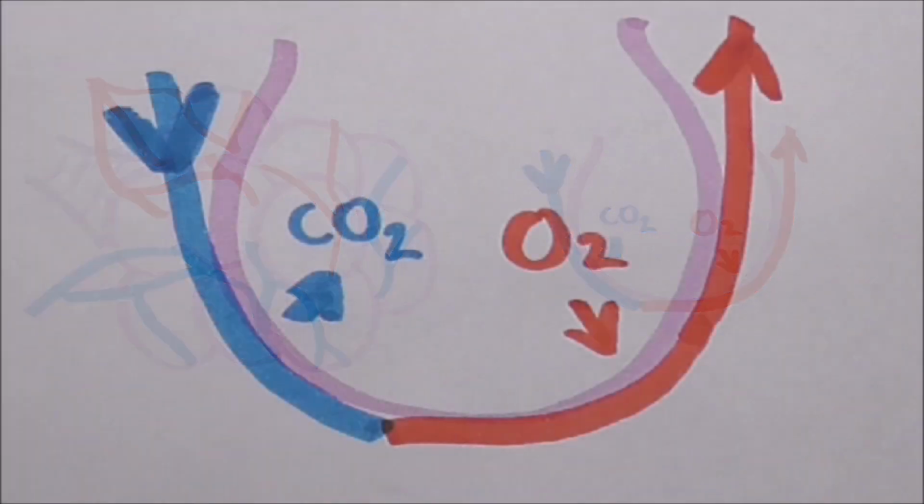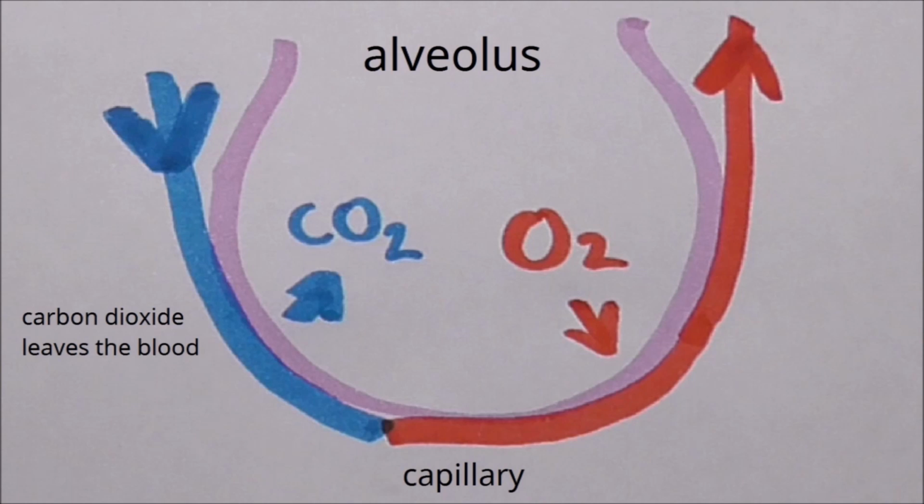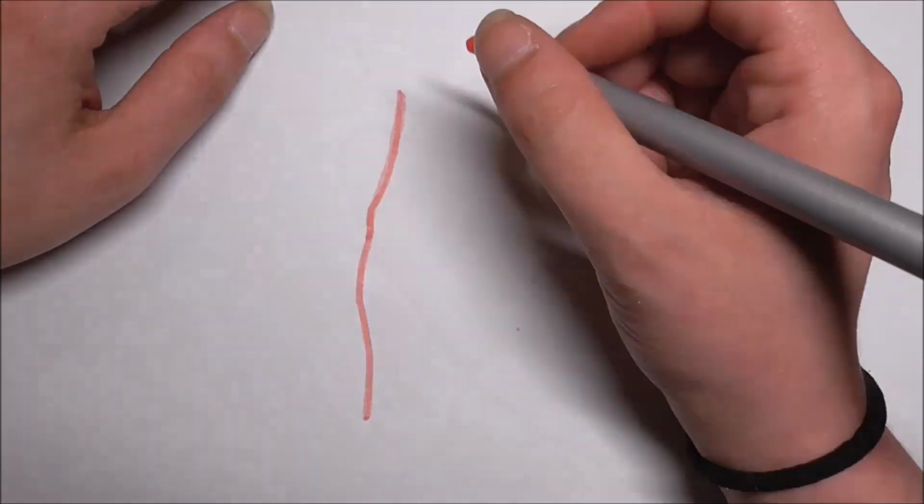Now this is when carbon dioxide will leave your blood for you to then exhale it, and oxygen will enter your blood and get carried around by your red blood cells. This is known as a gas exchange. Now let's take a closer look at the heart.